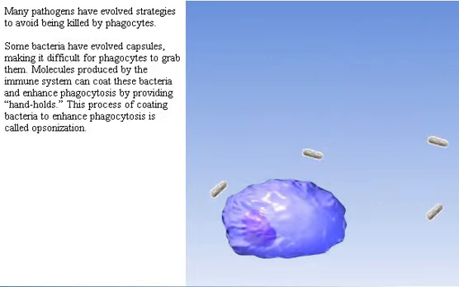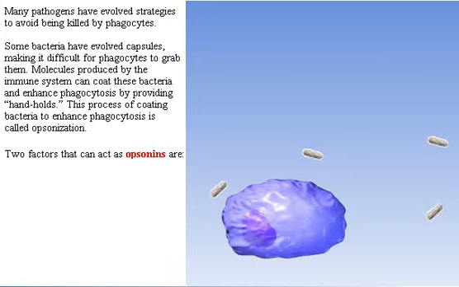One strategy certain bacteria have evolved is to enclose themselves in a capsule that makes it more difficult for phagocytes to grab them. In response, the immune system has evolved molecules that can coat these bacteria and provide handholds that allow the phagocytes to bind and engulf these bacteria. This process of coating bacteria to enhance phagocytosis is called opsonization.